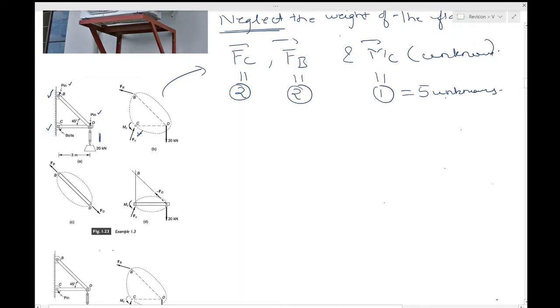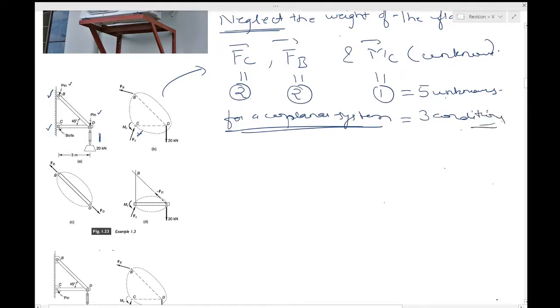But for a coplanar system of equilibrium, how many conditions do you have? You have only 3 conditions. Okay, 3 independent conditions are available. So you have 5 unknowns and 3 conditions, so you cannot solve them right away. Now you must get some additional information, and that additional information you will get from the diagram at C.